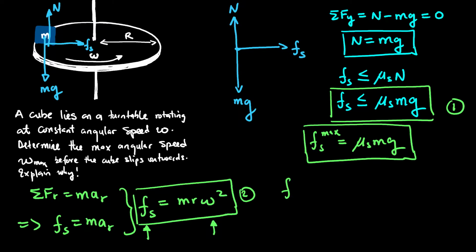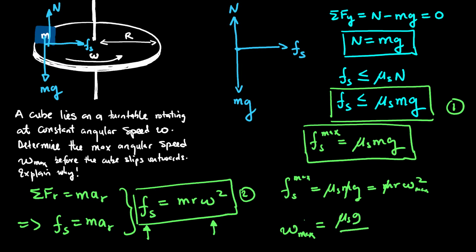So that means that F_s max, which is equal to mu_s mg, will be equal to m r omega max squared. The m's will cancel, and the maximum angular velocity that we can have without the system skidding is given by this particular expression.